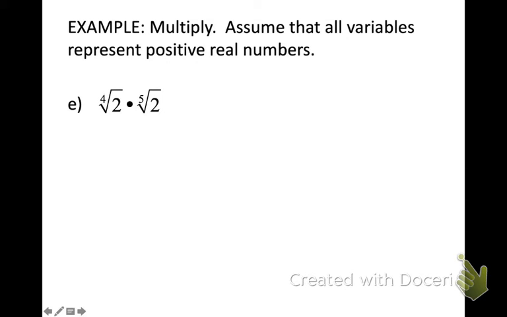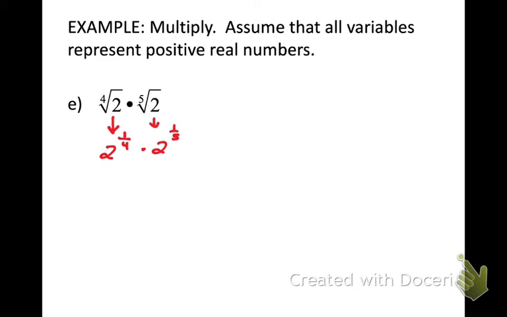Next one. Here we have a 4th root of 2 times a 5th root of 2. Now, because my indexes are not the same, I just can't multiply straight through. But what we can do is some easy manipulation. Using what we learned back in section 8.2, I can turn this into 2 to the 1/4 power times 2 to the 1/5 power.